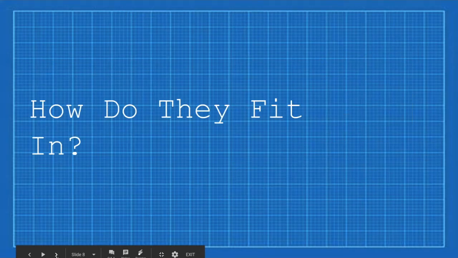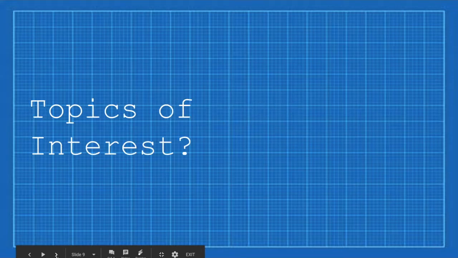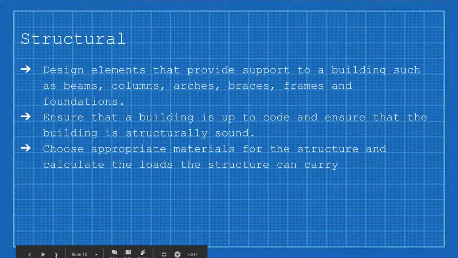Architectural engineering fits in between civil engineering and architects. They balance between the design of a structure and the physics and math of a structure. When you go into architectural engineering, there's not just one topic you can go into, there's many, such as structural engineering, which is the design elements that provide support to a building, such as beams, columns, arches, braces, frames, and foundations. They ensure that a building is up to code and ensure that the building is structurally sound.